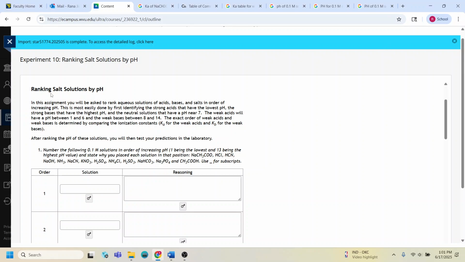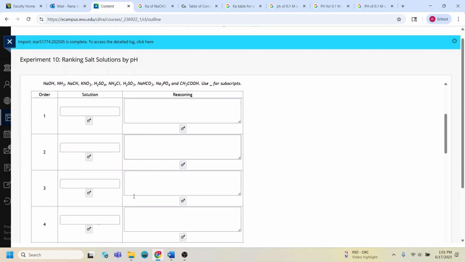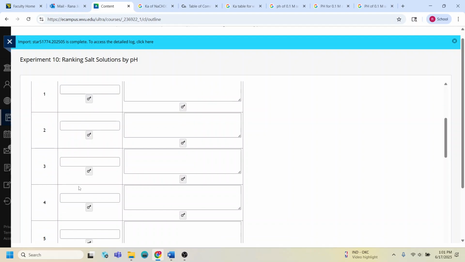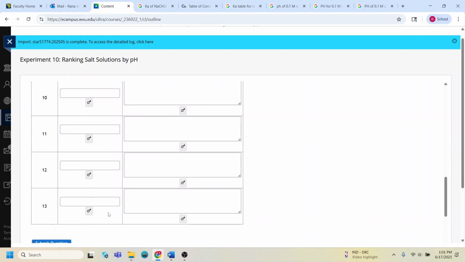So for this experiment, we are going to rank the solutions based on their pH value. The experiment is two parts. The first part is your prediction. So this is what you predict for these 0.1 molar solutions. Which one is going to be the strongest acid? So you're going to rank them from the strongest acid to the weakest acid.